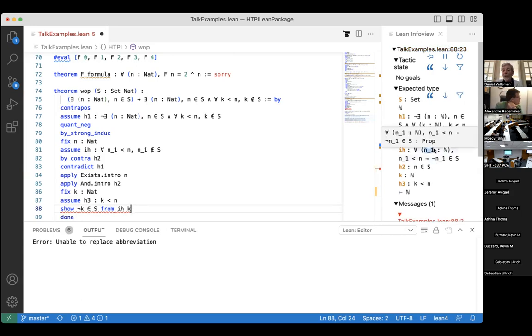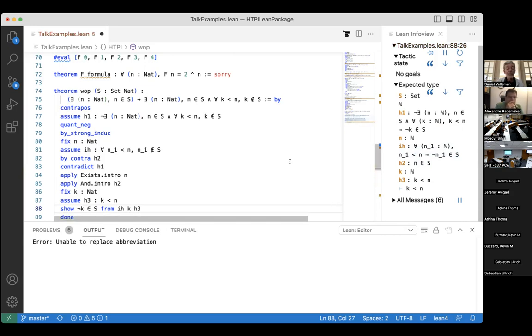Well, when I apply the inductive hypothesis to k, I get the statement if k is less than n, then k is not in S. And I have k less than n. That's H3, so I'll just apply that as well. And that finishes the proof.